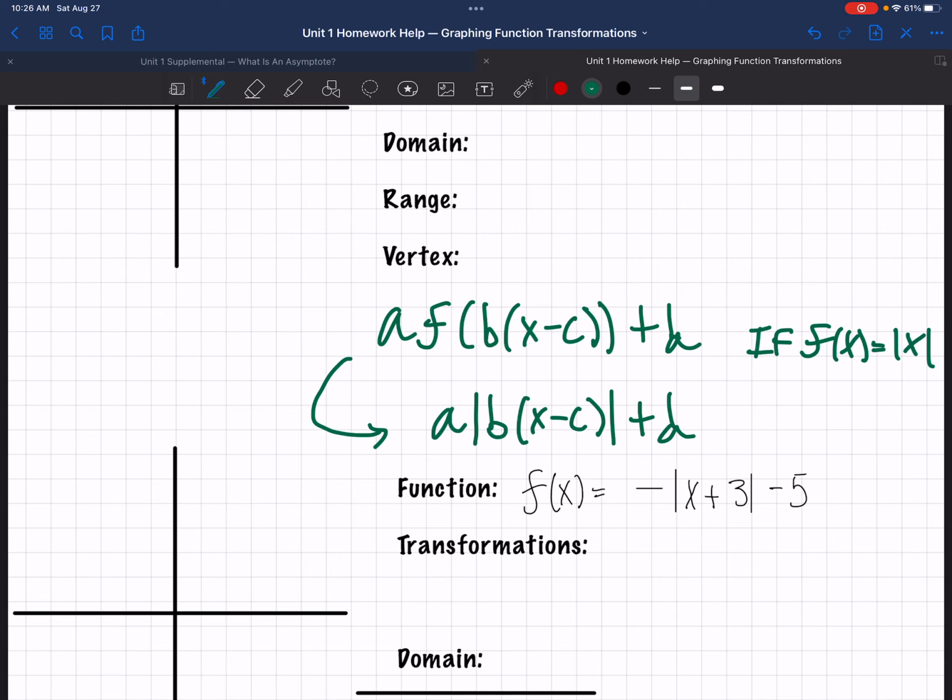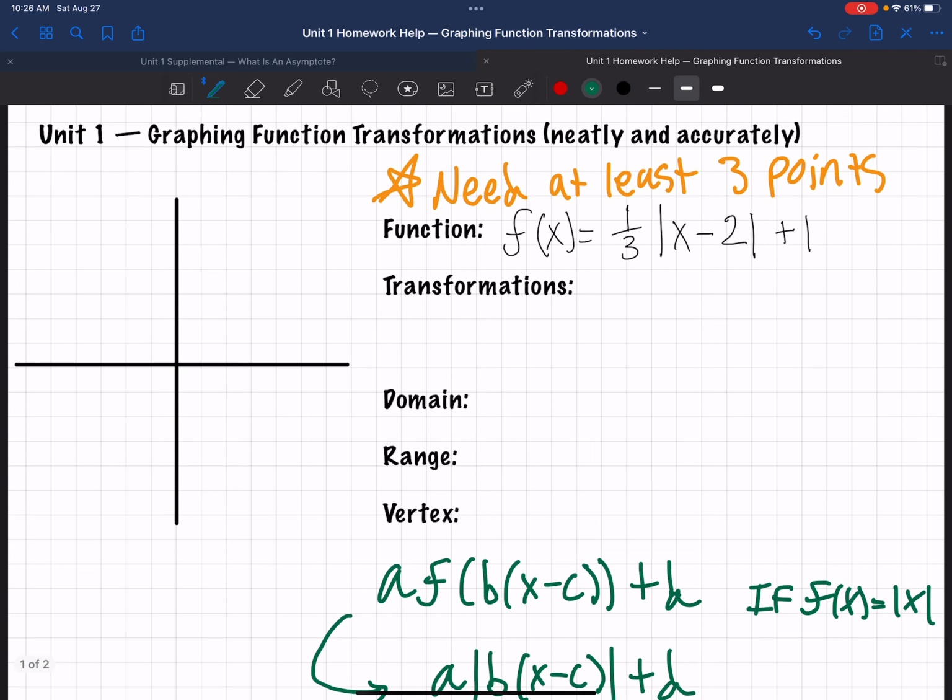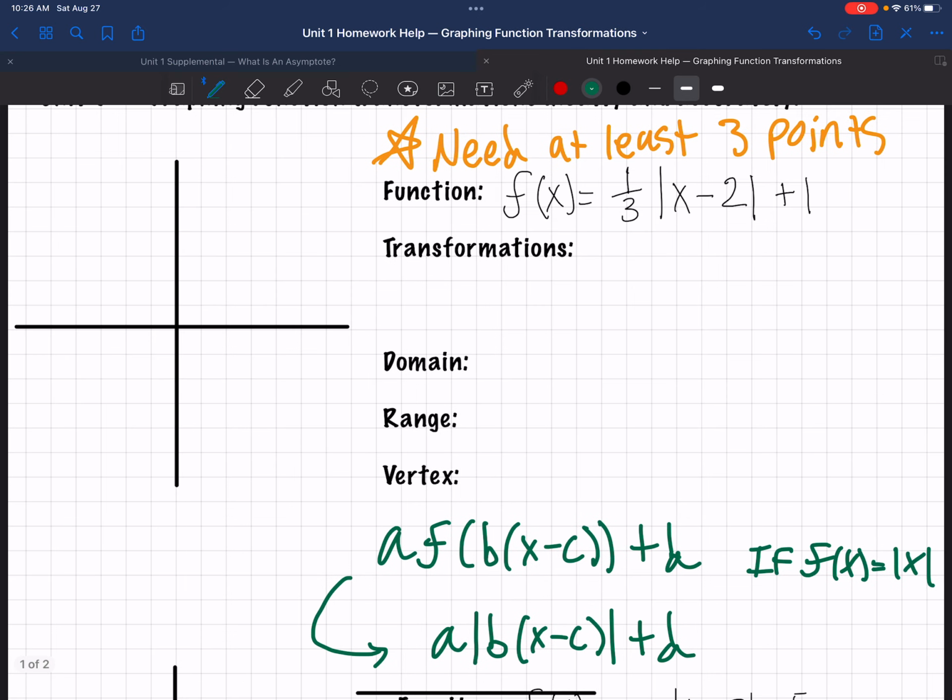So take a look at that green form I just wrote and compare that to what's above. Okay, what is A? What is B? What is C? What is D? Well, I can write those, right? I can see it. A equals 1/3, C equals 2, and D equals 1. Hopefully, that's somewhat obvious now that I've written it in this way, okay?